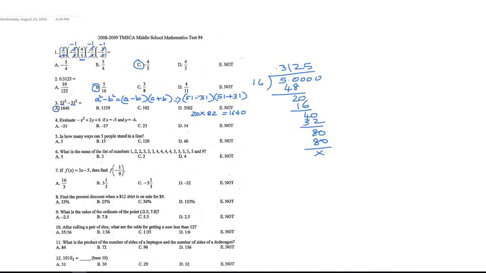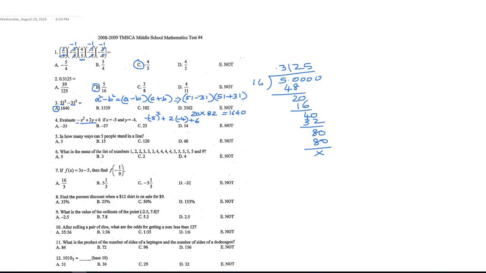Question 4. Evaluate minus x squared plus 2y plus 6 if x is equal to minus 5 and y is equal to minus 4. We need to plug the values of x equal to minus 5 and y is equal to minus 4 in this equation over here. So let's rewrite this equation. Minus 5 square plus 2 times minus 4 and plus 6. So we have to be very careful with the signs over here.